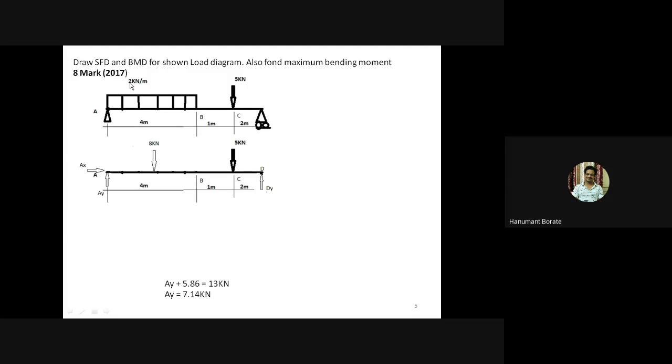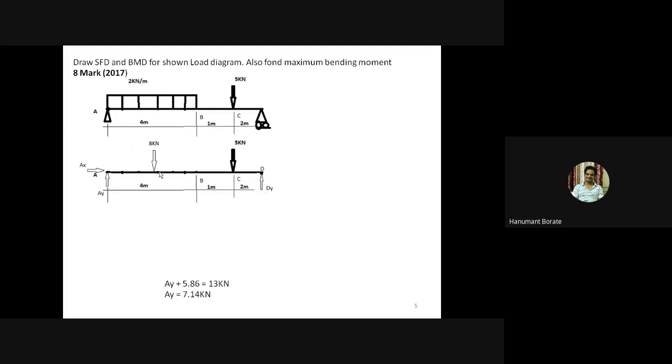So the intensity of the UDL is 2 kilonewton per meter. Once again, I will repeat, 2 kilonewton per meter means for every meter the load is 2 kilonewton, and the UDL span is 4 meters, so total load equals 2 into 4, that is 8 kilonewton. Due to that, here I have taken 8 kilonewton. I have replaced this UDL by a point load, but don't consider this a point load while calculating the SF and bending moment.